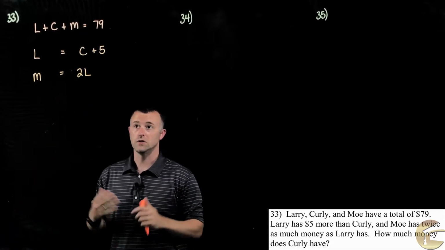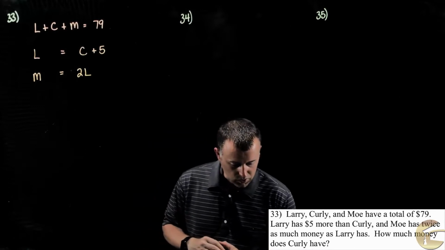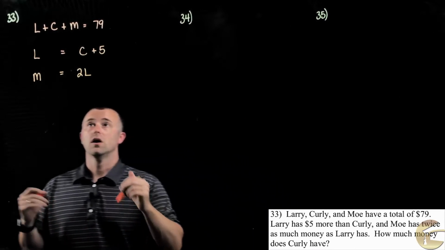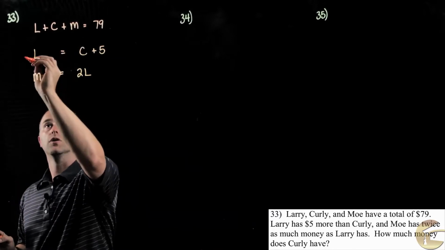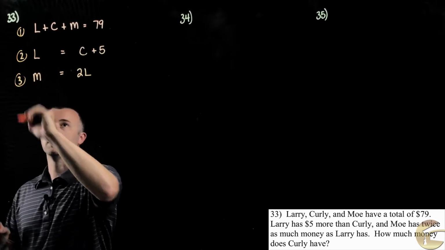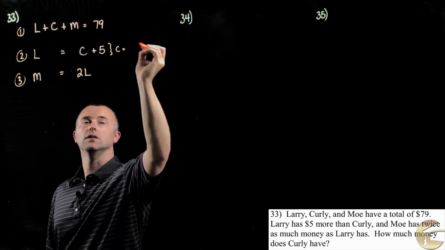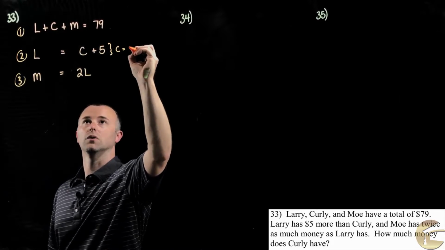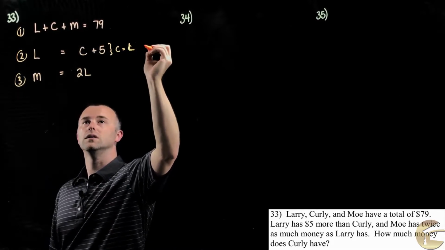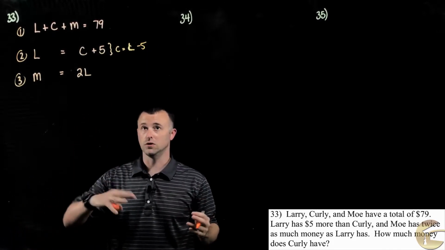Here's your system. You get your system, we need to start solving. Again, the goal here is to solve this for C. We want to know how much Curly has. So if I'm looking, say, at equation number 2, again, I got equation 1, equation 2, equation 3. For this one, I'm going to want to rewrite this in terms of C, so C is equal to L minus 5. What that's going to allow me to do is start substituting.